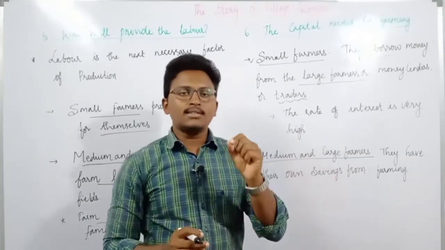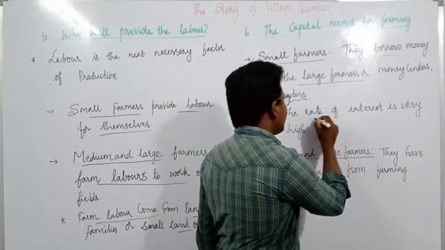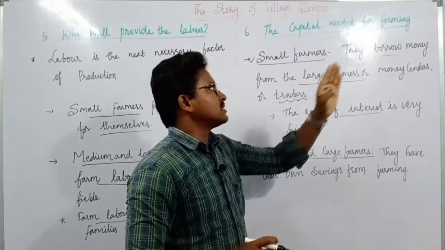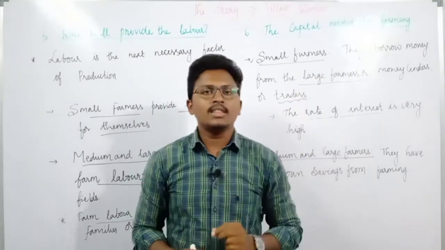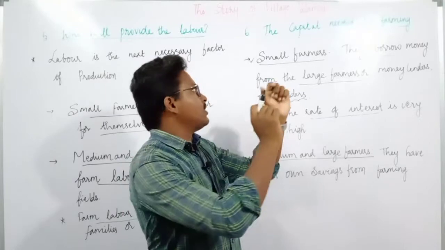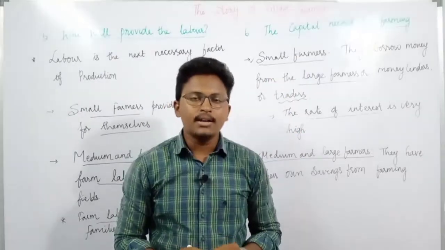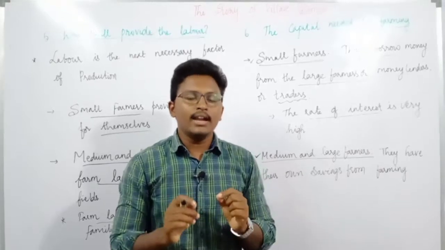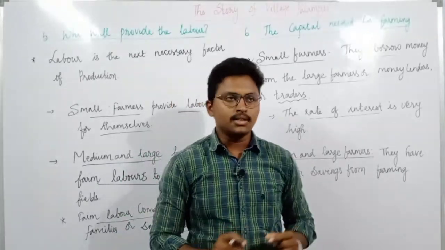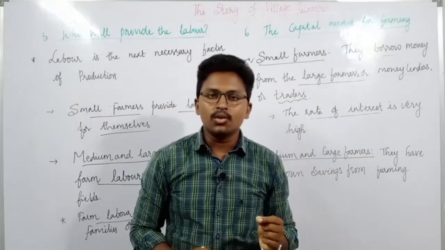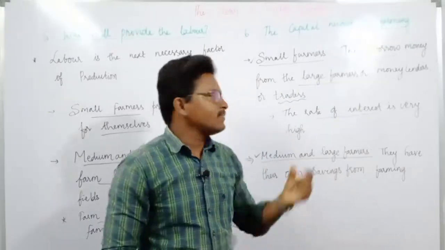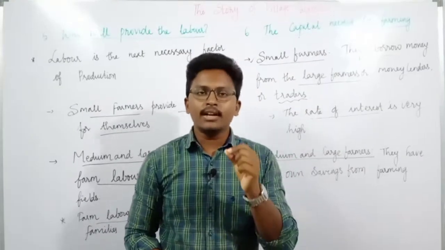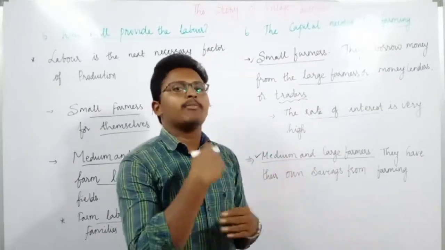But the drawback here is that the rate of interest is very, very high. These large farmers, money lenders or traders, of course, provide loans to the small farmers, but the loan is at a higher rate of interest, and because of this, the farmers who have taken the loan are unable to repay it to the large farmers, money lenders or traders. It was very difficult for these farmers to repay that loan.